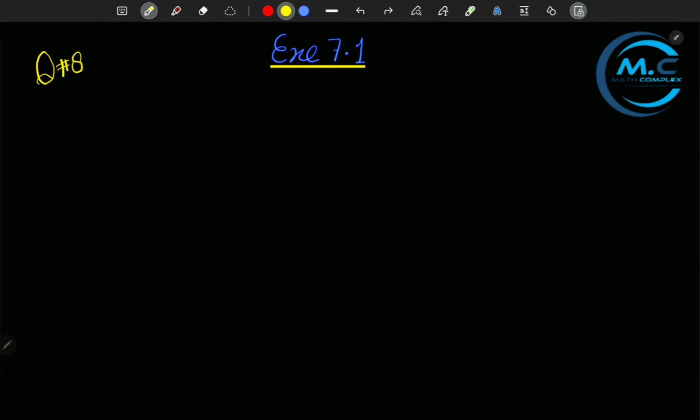Today we are discussing 9th class Mathematics New Syllabus 2025 chapter number 7 Coordinate Geometry. In chapter number 7 we are discussing exercise 7.1 and question number 8. In question number 8 the endpoints of the diameter of the circle are given and we have to find the length of the radius. Firstly we are drawing the circle.